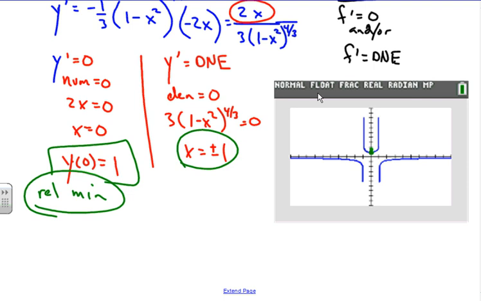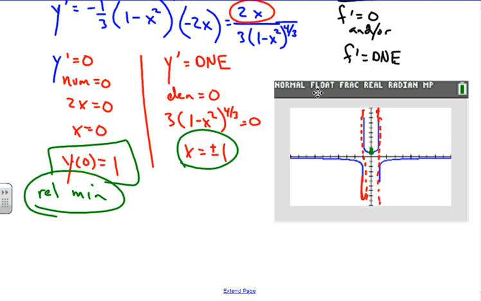y of 0 equals 1. For all the other values, there are no minimums or maximums. We have asymptotes, which occur right here, which we knew about. These values keep on going down, just so you know, and these keep on going up. So we only have one relative min, and that's at 0. Hopefully this helped you out.